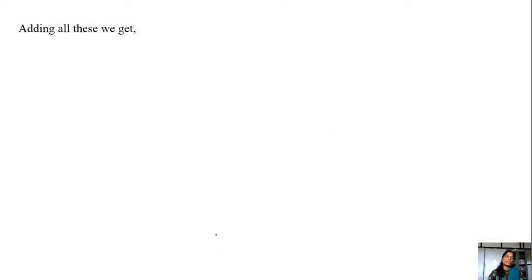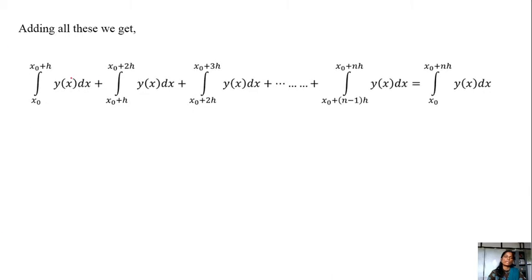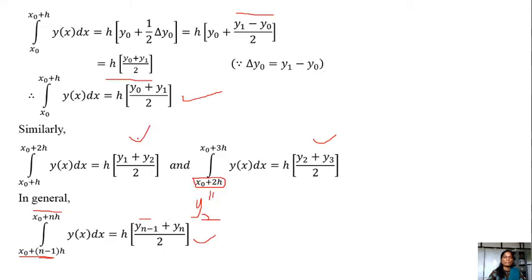So adding all these equations, you will get the very first integration. First we are going to write our LHS, x0 to x0 plus h. So which we are going to add? This equation, this equation, and this equation. So LHS is very first integral of y dx from x0 to x0 plus h, then x0 plus h to x0 plus twice h of y dx, plus x0 plus twice h to x0 plus thrice h of y dx, plus etc.